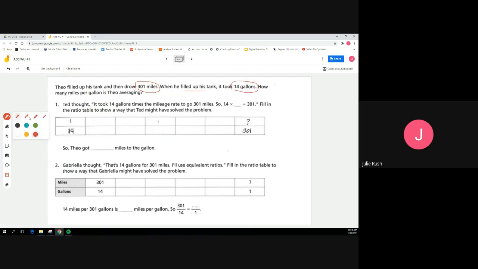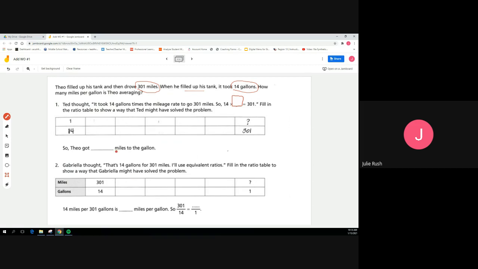Okay. So, using that information, Ted thought it took 14 gallons times the rate, the mileage rate, to go 301 miles. So, 14 times some number equals 301. Fill in the ratio table to show a way that Ted might have solved the problem. So, since he's taking the multiplication route and not the equivalent ratios, right?